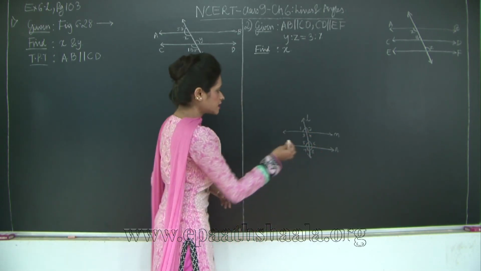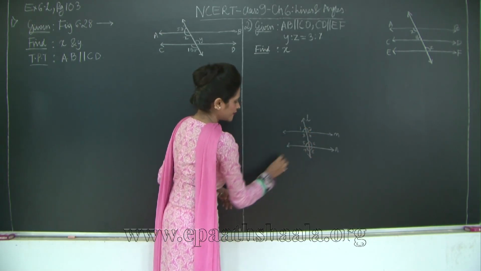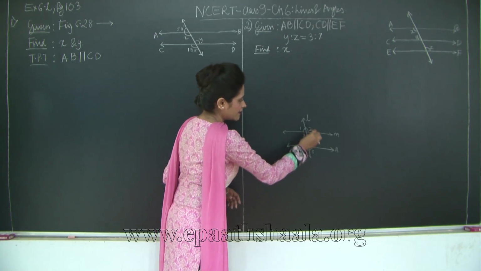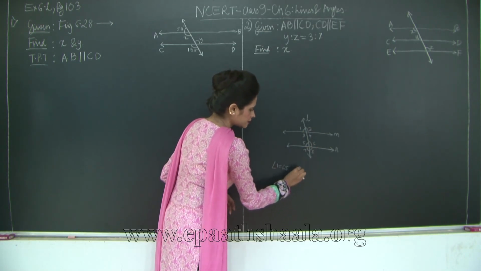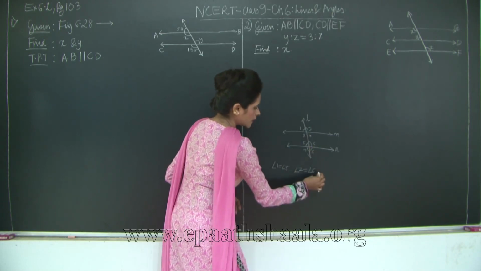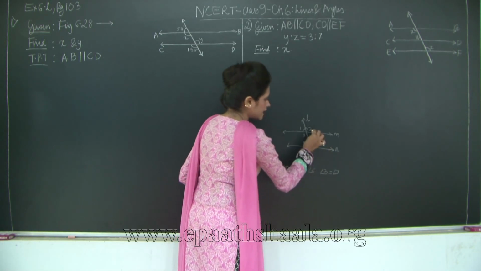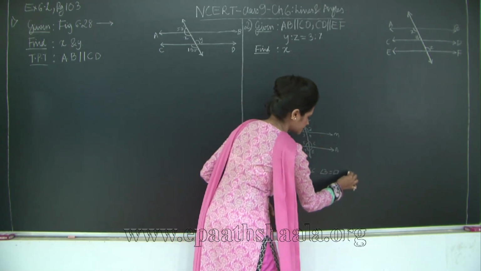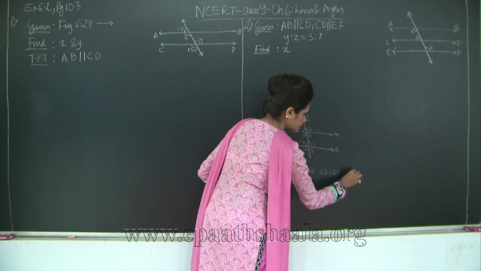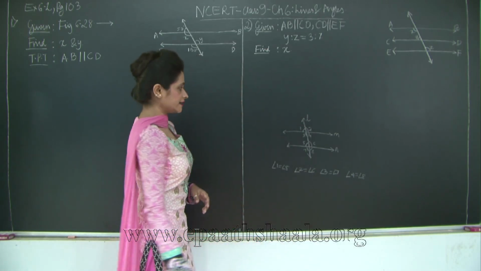So for parallel lines, what did we have? The corresponding angles are equal. Now the corresponding angles are 1 and 5, so angle 1 is equal to angle 5. Then we have angle 2 equal to angle 6. Then we have angle 3 equal to angle 7, and angle 4 equal to angle 8. These are all pairs of corresponding angles.